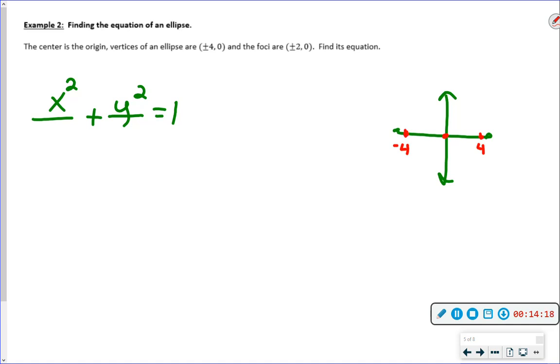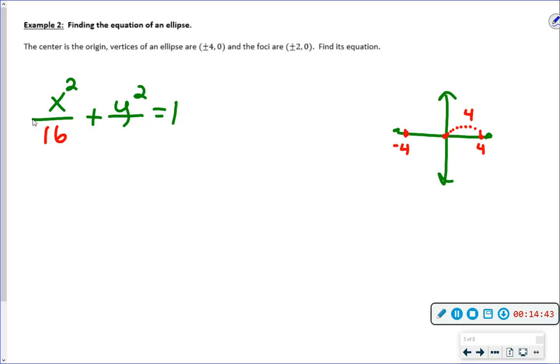Now, right now I can tell you what A is. Remember, that is the distance from the center to a vertex. How many units are between these? What's 4 squared? 16. Where am I putting the 16? Under x or under y? X. It's on the x-axis. Bam. Yeah.